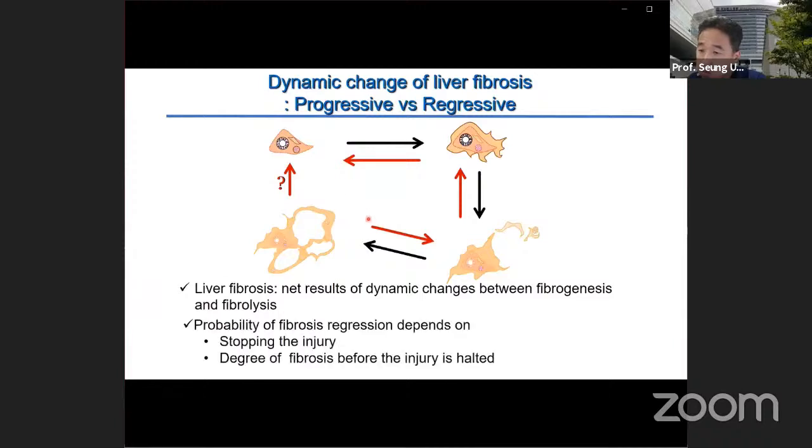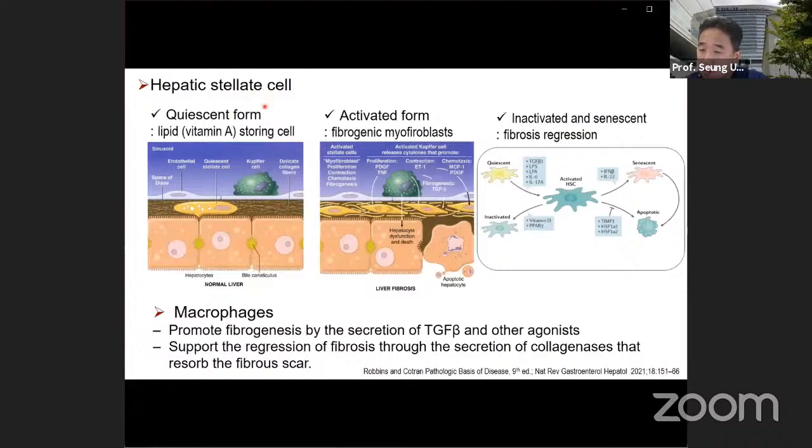Probability of liver fibrosis regression depends on the stopping of injury and the degree of fibrosis before the injury is halted. Hepatic stellate cells are important for liver fibrosis. There are different forms of hepatic stellate cells: quiescent form, activated form, and inactivated and senescent form. Quiescent form is a lipid and vitamin A storage cell located in the space of Disse. When activated, it turns into a myofibroblast, a fibrogenic cell. Myofibroblasts can proliferate, contract, undergo chemotaxis, and produce fibrogenesis.